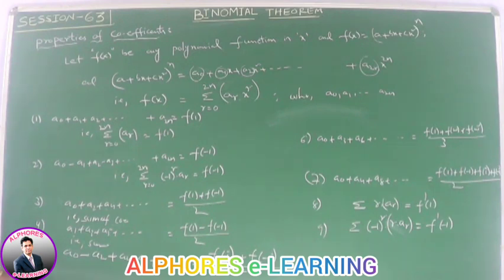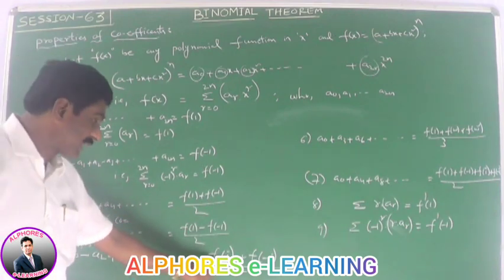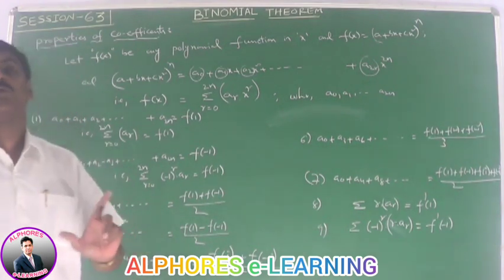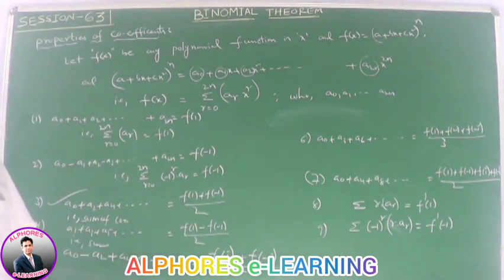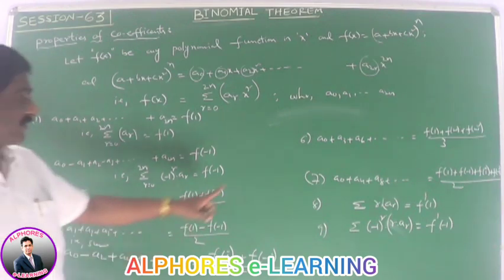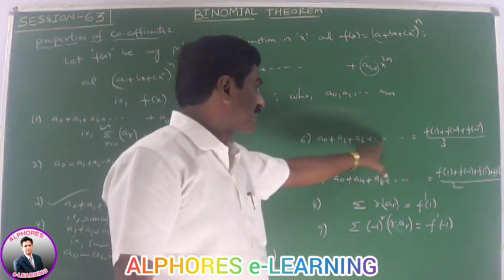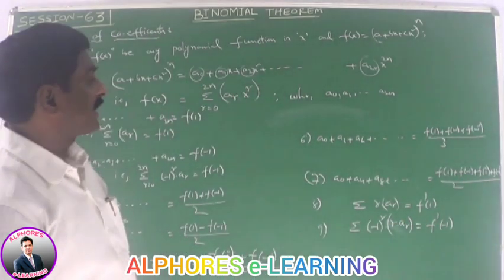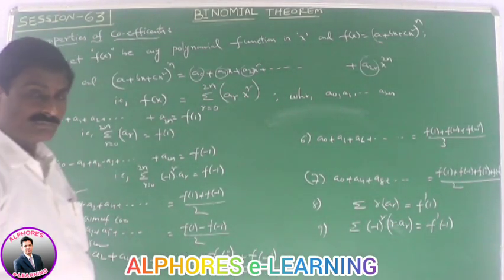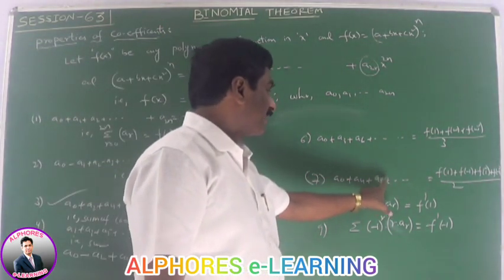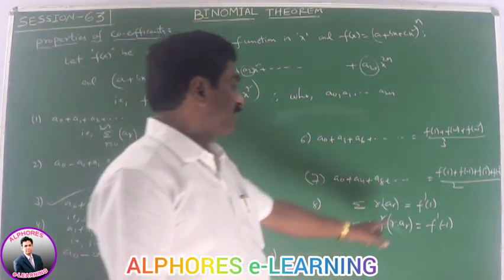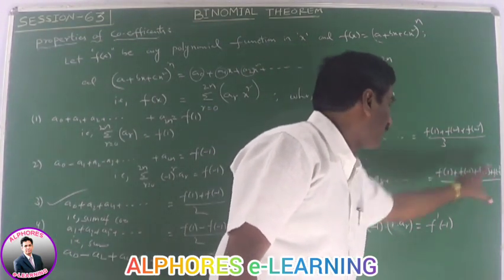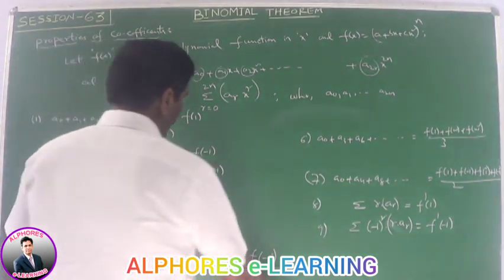Next, fifth one, a0 − a2 + a4 − a6. Here, in a0 + a2 + and so on all are positive, but in this case the signs alternate between plus and minus. a0 − a2 + a4 − a6 is equal to (f(i) + f(−i))/2. Here i is the imaginary unit, i equals the square root of minus 1. Next, sixth one, a0 + a3 + a6 + and so on is equal to (f(1) + f(ω) + f(ω²))/3. Next, a0 + a4 + a8 + and so on is equal to (f(1) + f(−1) + f(i) + f(−i))/4. Next, eighth one.